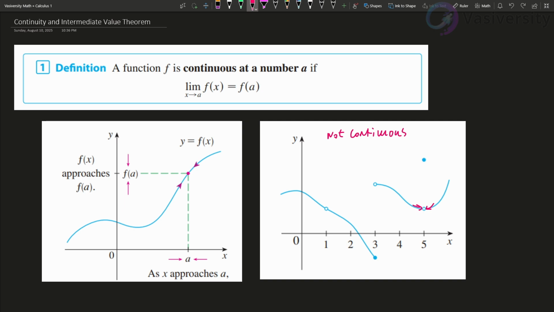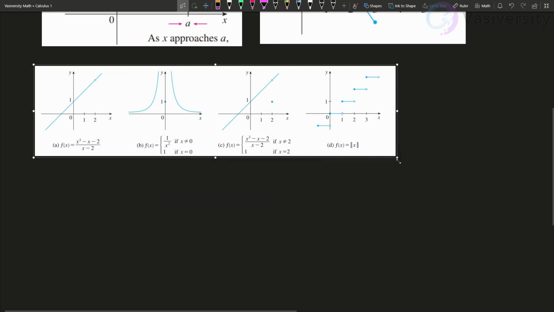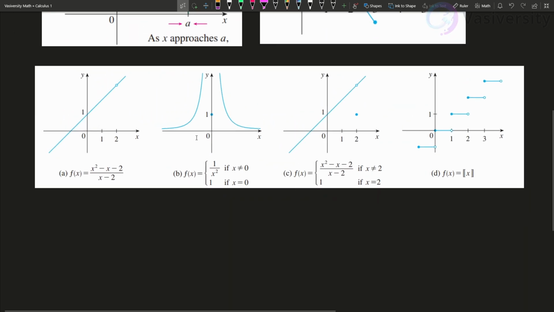A few more examples. Which of the following functions are continuous? Here are four examples. The first one is continuous, since it has the value and it has the limit value. But here f of 2 is not defined, so f is discontinuous.